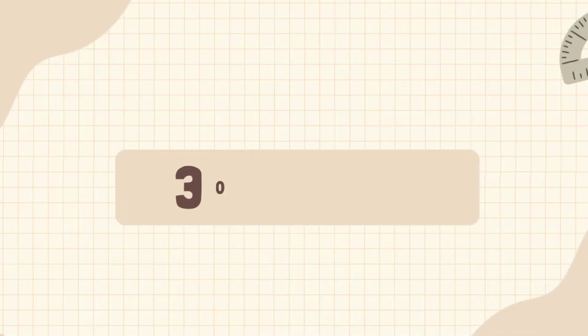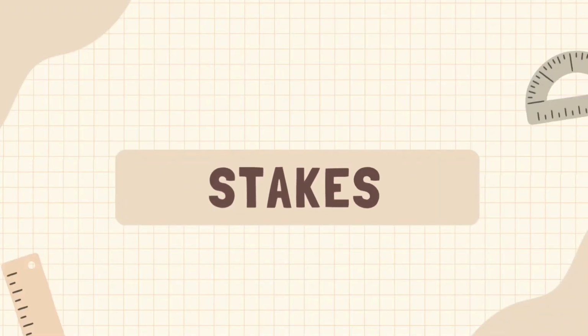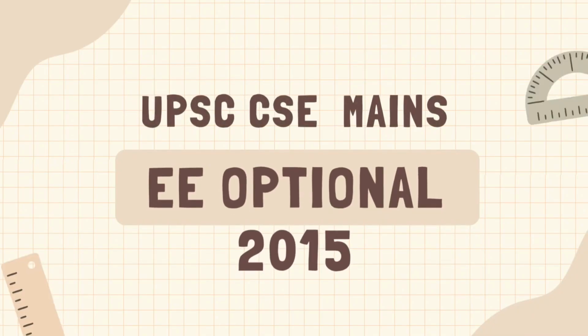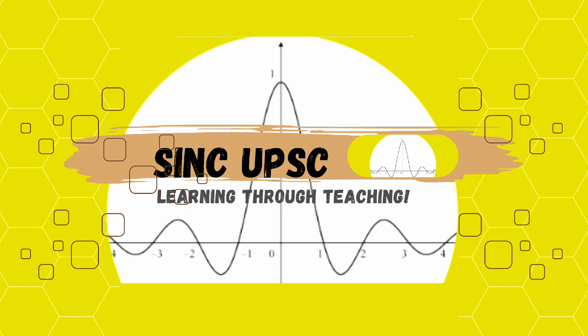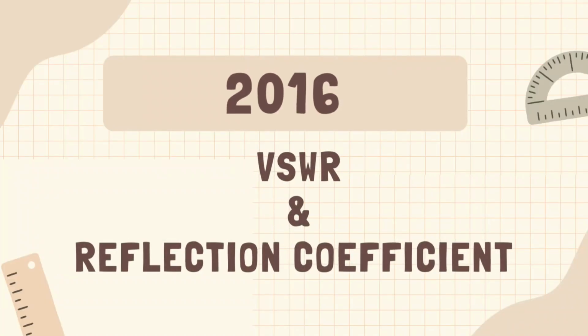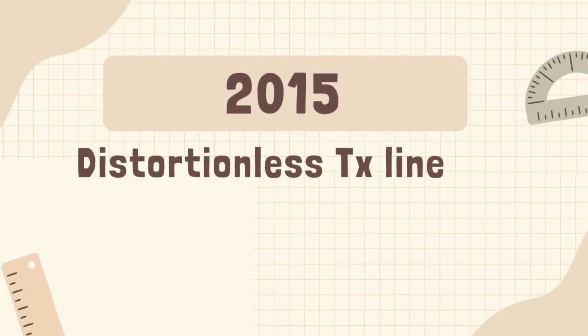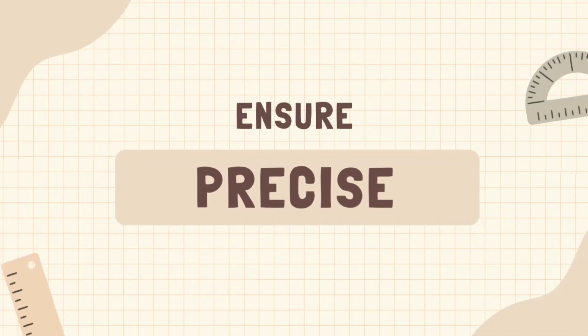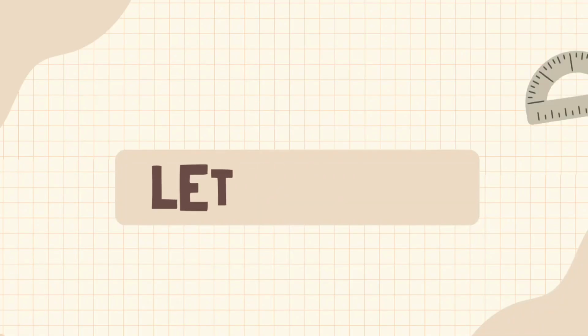30 marks. That is what is at stake in the 2016 and 2015 UPSC CSE Mains question on transmission line. Today, we are solving the 26th problem on standing wave ratio and reflection coefficient along with the 2015 numerical on distortionless transmission line. I'll show you the exact step-by-step calculation to ensure your answers are precise and exam ready. Let's dive into the first problem.